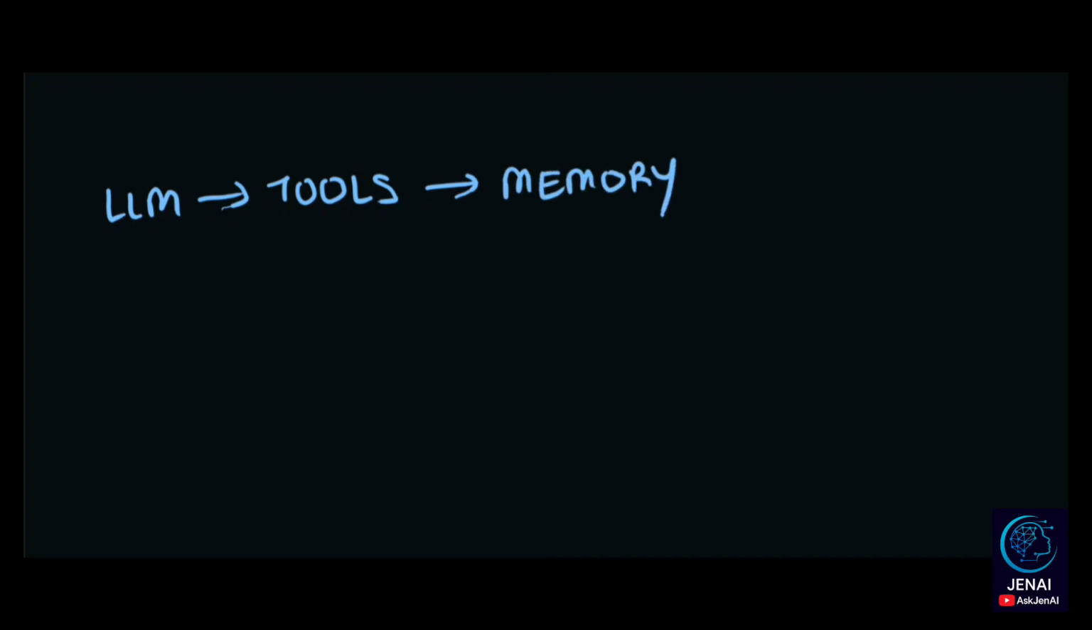Another important component in the architecture is memory. Memory allows the system to remember what has already happened during the workflow. For example, the system may store extracted data, partial results, or information about which documents have already been processed. Without memory, the system would treat every step as a new request. With memory, the agent can track progress and make better decisions.